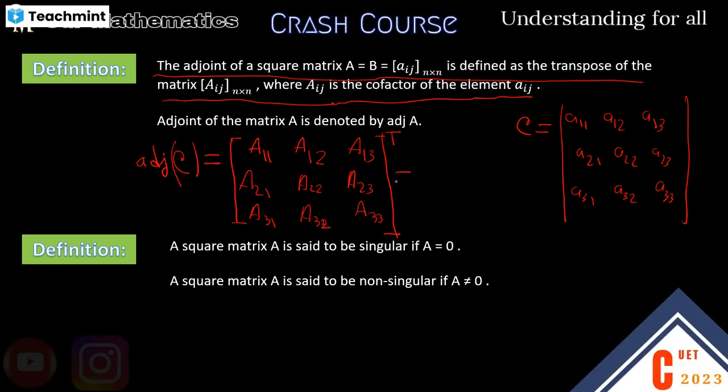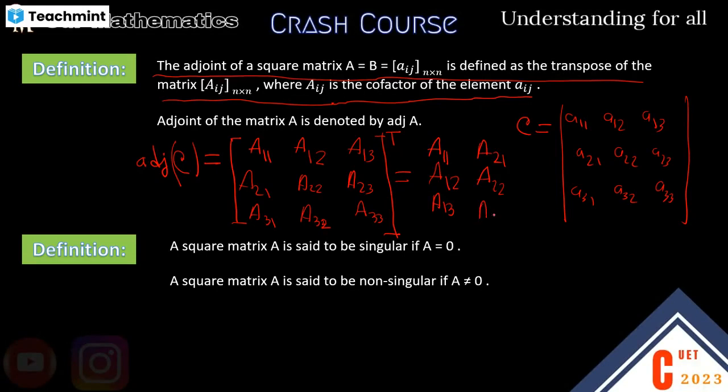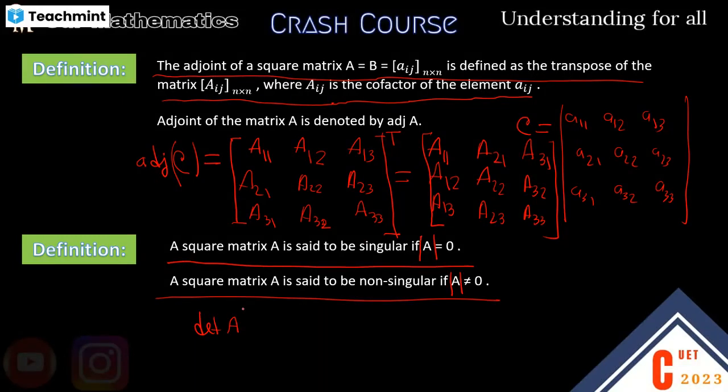That is the adjoint of a matrix, that is, row goes to column: first row becomes first column, second row becomes second column, third row becomes third column. This is the adjoint of a matrix. Now there are two more definitions. A square matrix is said to be singular if determinant of A is 0.